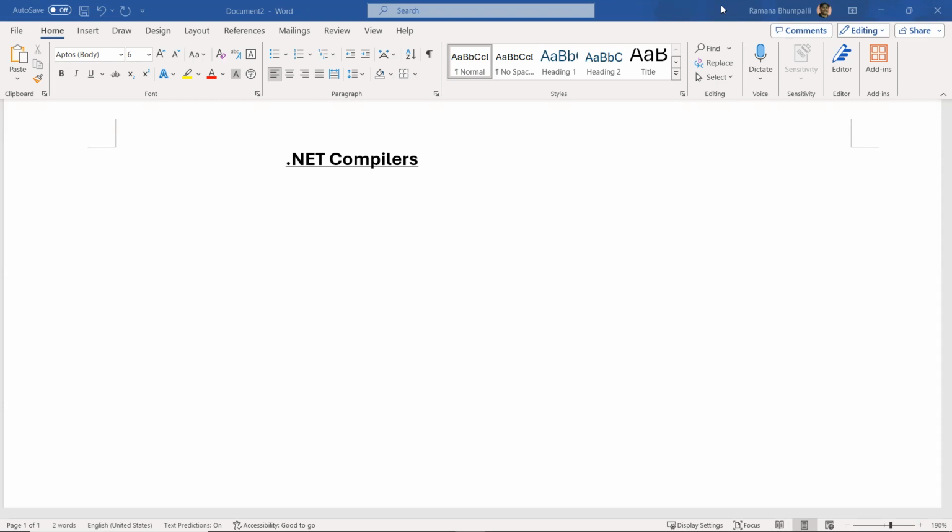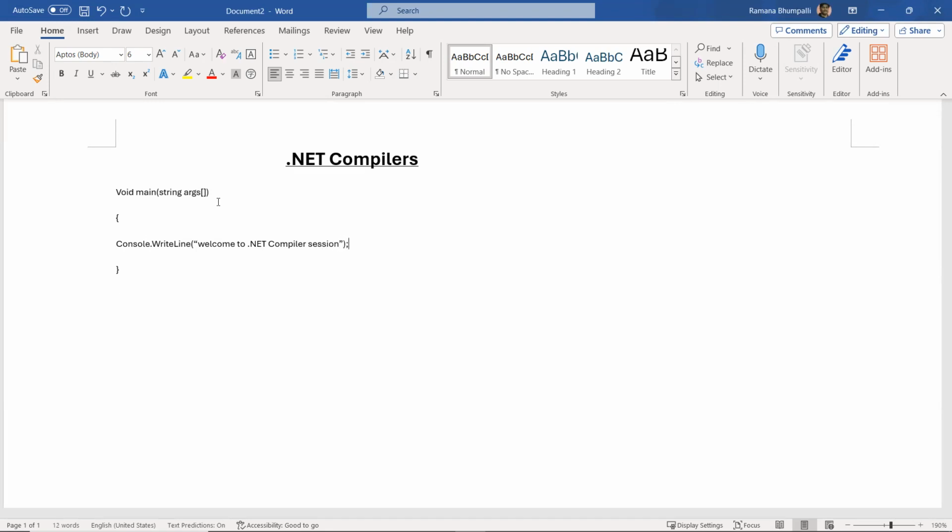In the .NET framework, when you compile your program, it will not directly convert your program into native code. Instead of converting into native code, it first converts your high-level program into the Microsoft Intermediate Language code. Okay, let us take an example. I have a program, void main, with string arguments. This is my simple program: Welcome to .NET compilers.